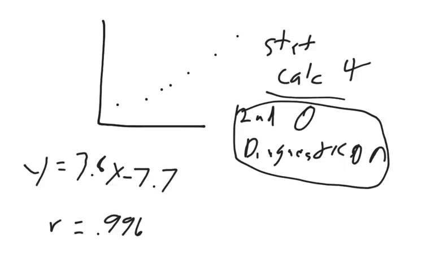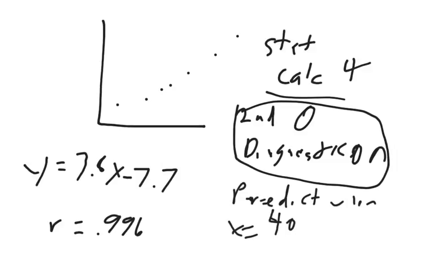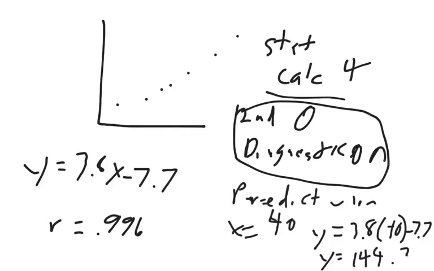So that should take care of a couple of them. And now predict when x equals 40. So plug in the number, y equals 3.8 times 40 minus 7.7, and y equals 144.3.